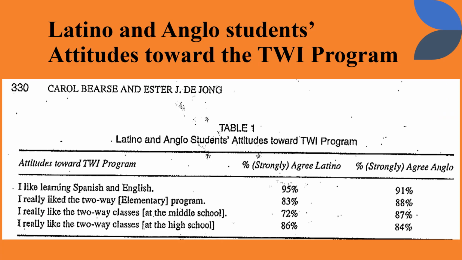Here is a table to understand Latino and Anglo student attitude toward the two-way immersion program. We have the statement 1, 2, 3, 4 statement here and the response in percentage. The first statement, I like learning Spanish and English. 95% of Latino agree. 91% of Anglo students agree. I really like the two-way elementary program. 83% of Latino agree. 88% of Anglo students agree.